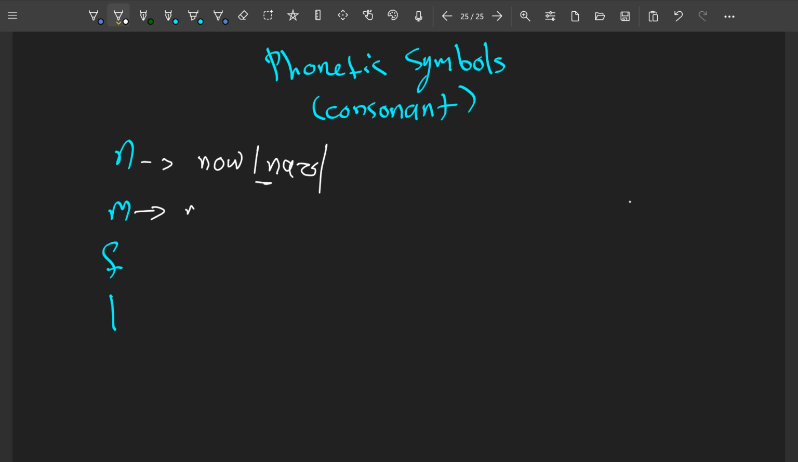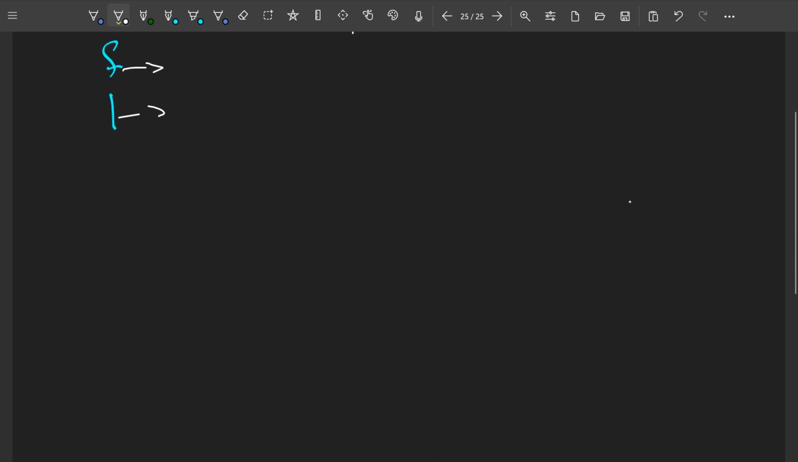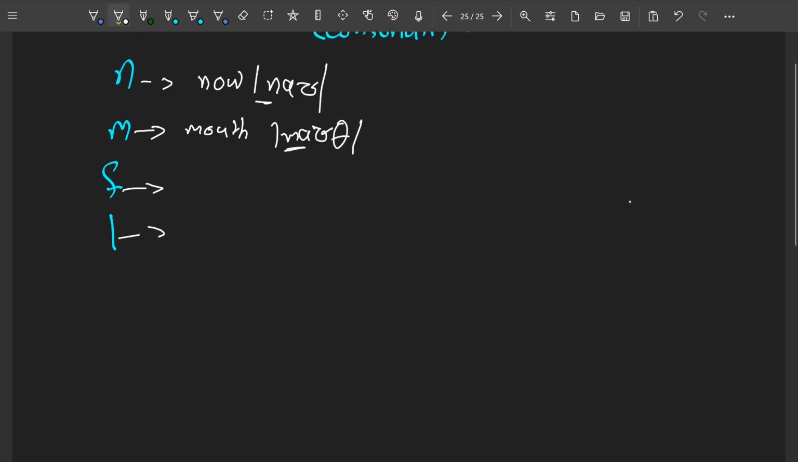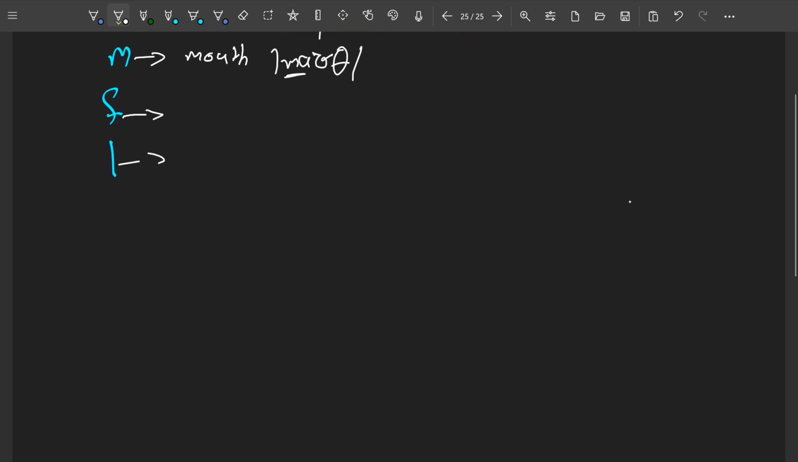So mouth becomes like this. So it gave me an M. And so on. The F gives me an F, the L gives me an L. Alright? But there is a set or a group of remaining consonants that are still a little confusing.